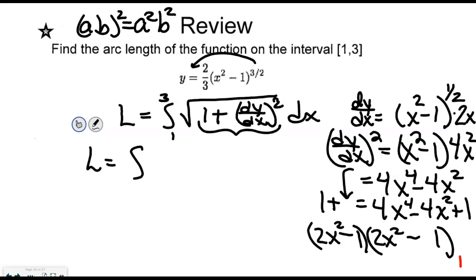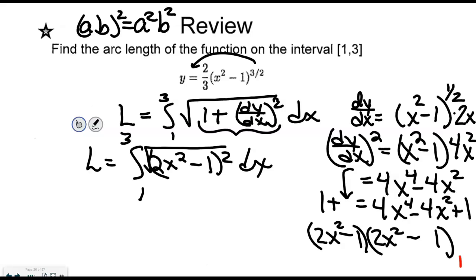So I'm going to integrate from 1 to 3, and I'm going to do the square root of 2x squared minus 1 quantity squared dx. That's where you go, right? It would be very rare for you to make a mistake and end up with a perfect square, almost impossible. So you should feel really good about this right now.